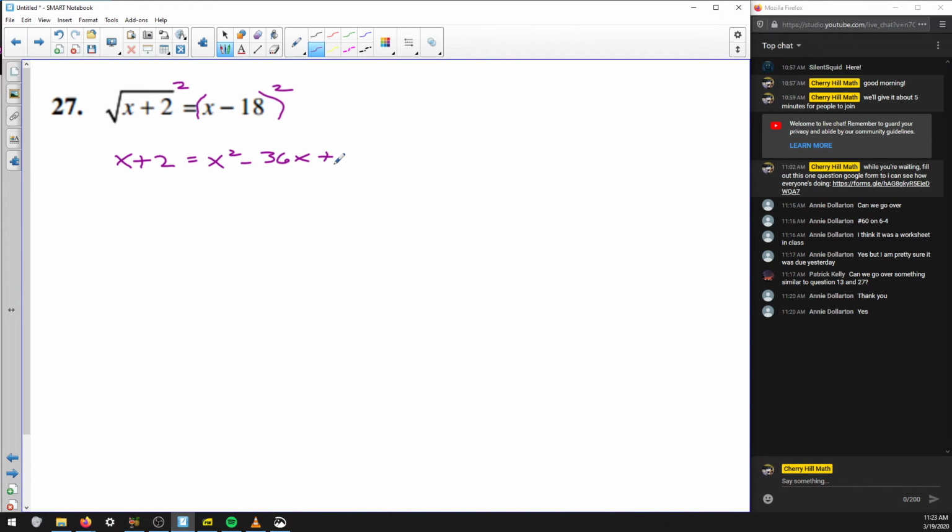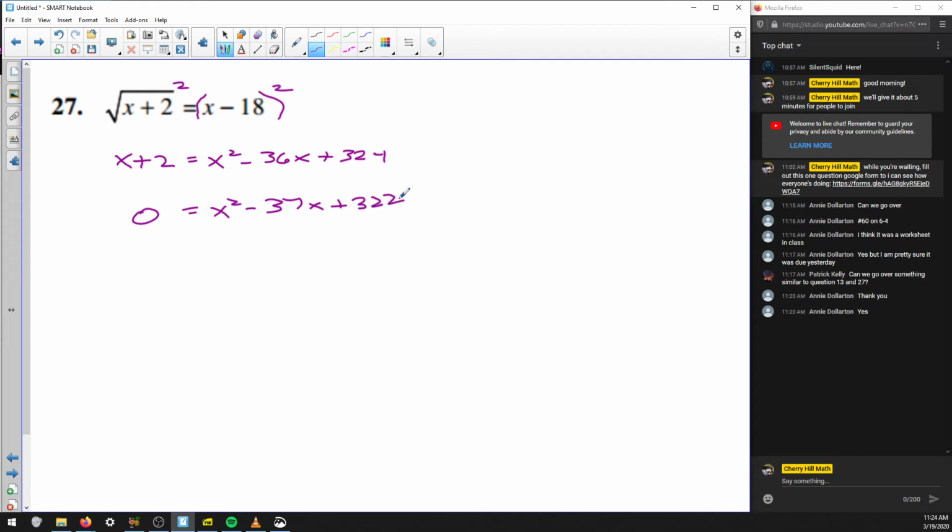And then I've got to grab my calculator because I don't know my 18 multiples. Let's see, 18 times 18. That looks like 324, so positive 324. And then I can just subtract this stuff on the left. Once I see that squared, my first instinct is always to try to make it equal 0. So if I subtract this stuff over, here's what I get: 0 equals x squared minus 37x, and then it's plus 322.